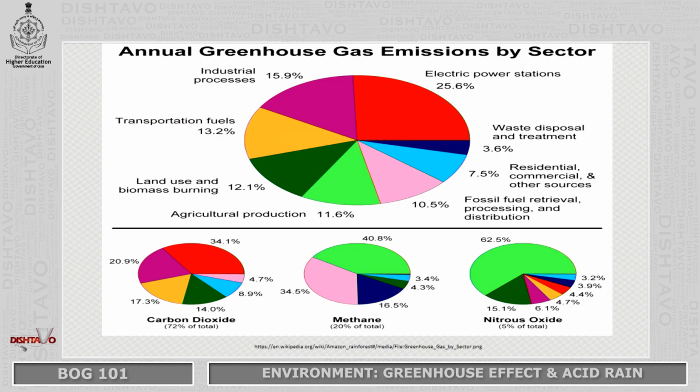How they are emitted? Let's have a look at this chart. We have seen the different sectors. We have the industrial sector, the transport sector, and land use, which is changing day by day. The biomass burning and how we use our land today, especially in the name of development, the land use pattern has changed drastically and it is giving up more emissions, especially greenhouse gases.